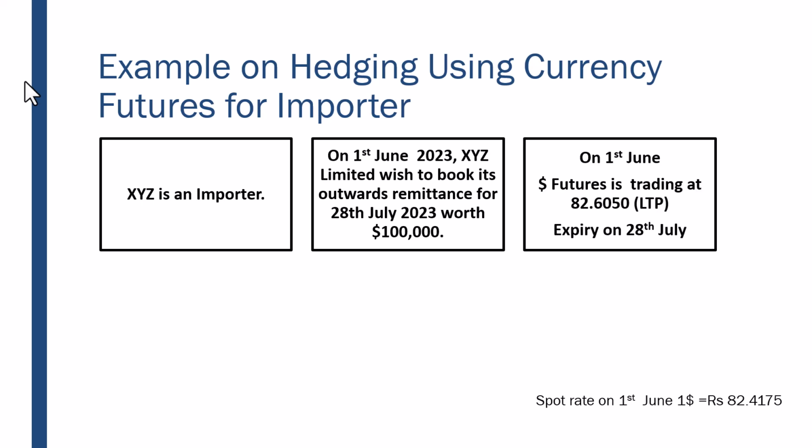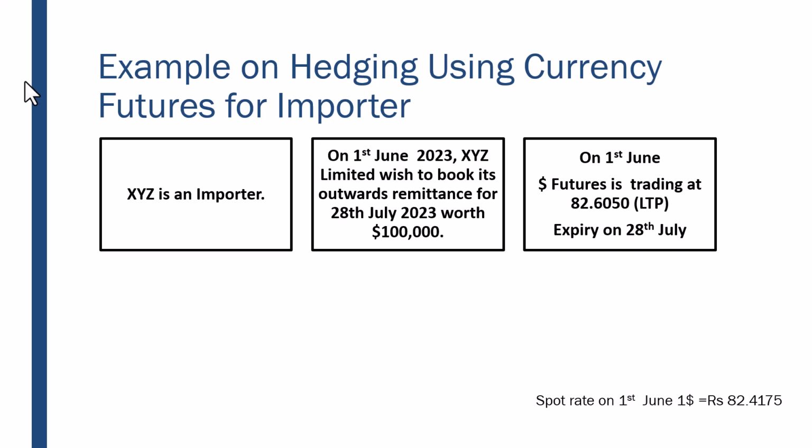And then you just see what is happening in the stock exchange. On 1st of June, the dollar future is trading at 82.6050. The quotes are always given up to 4 decimal places. LTP is last traded price. So when you open the computer, you saw that the dollar was quoting at 82.6050 for expiry on 28th of July.